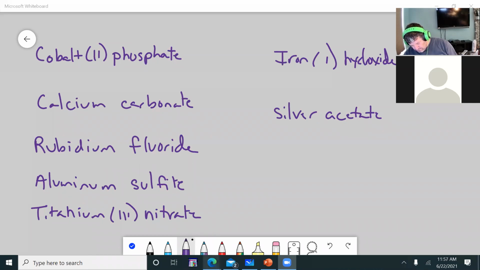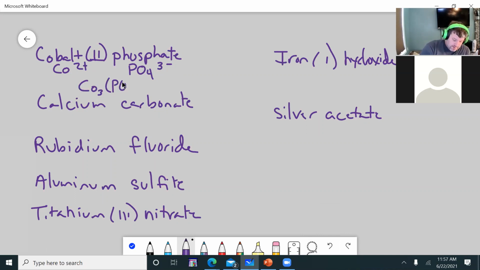Okay, so here we're trying to come up with a formula from the name. So you've got to know what you're looking at. Cobalt is a metal with an unpredictable charge, but it's written for you here. So we're going to use the 2+ because it told you it's the 2+. Phosphate is a polyatomic ion, PO4, with a 3- charge. We flip-flop. Cobalt gets the 3. Phosphate gets the 2.